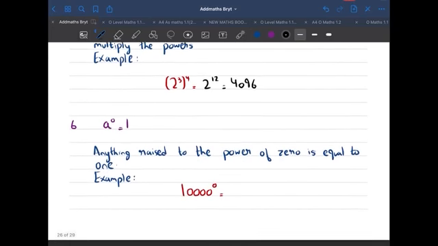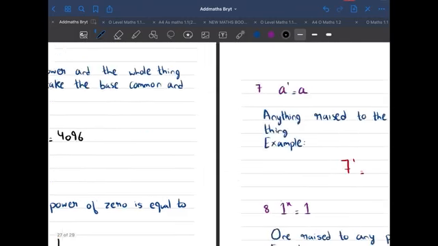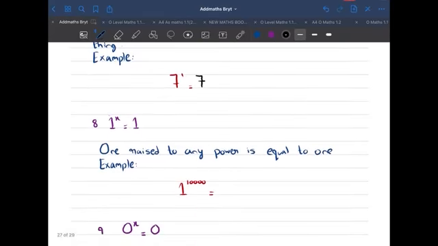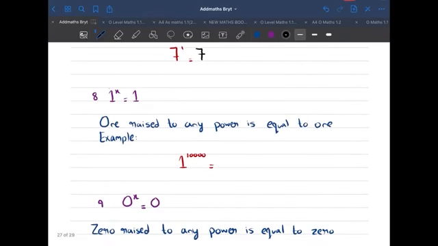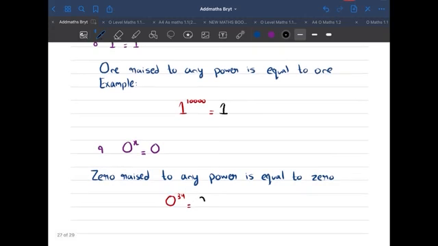Now comes rule 6. Anything raised to the power 0 is 1. If the number is too big and the power is 0, my answer will be 1. If the number is too small and the power is 0, my answer will be 1. Rule 7. Anything raised to the power 1 is the same thing. So 7 power 1 is 7. 1 raised to anything is what? It's 1.